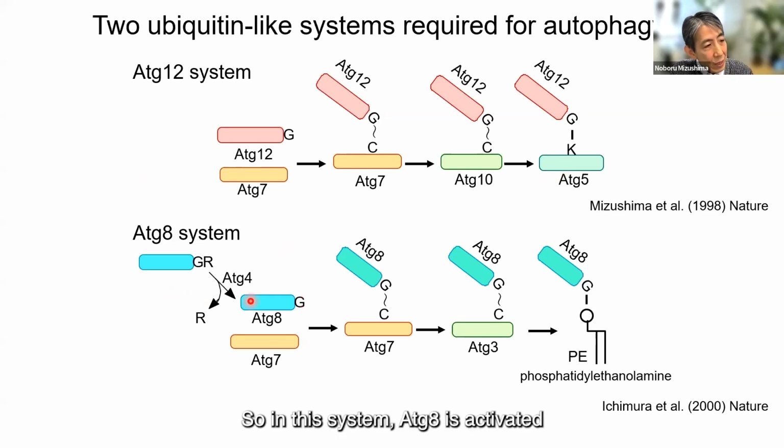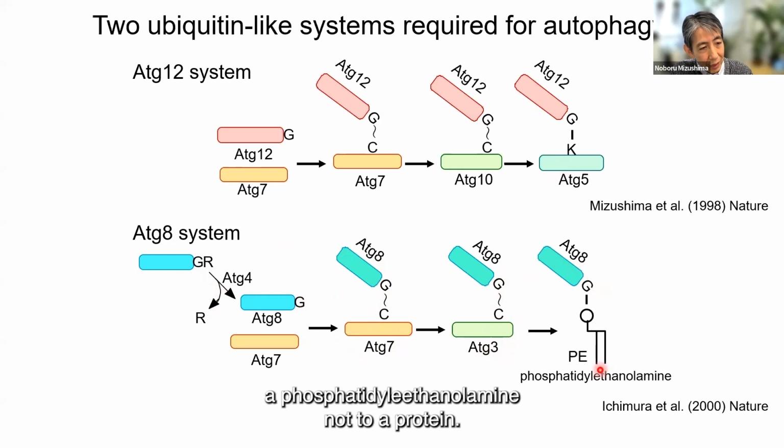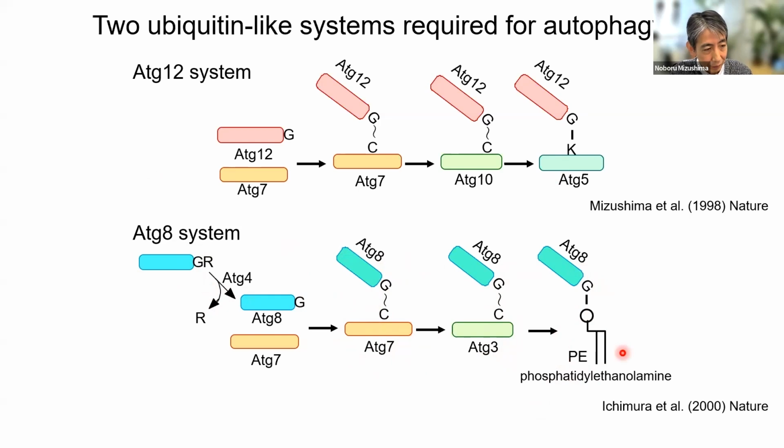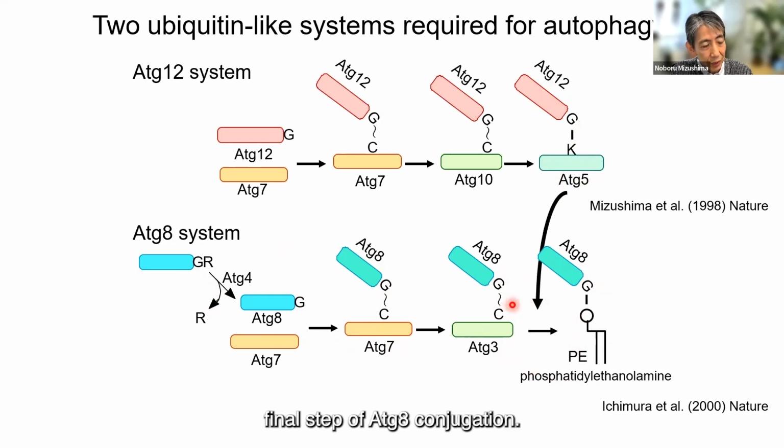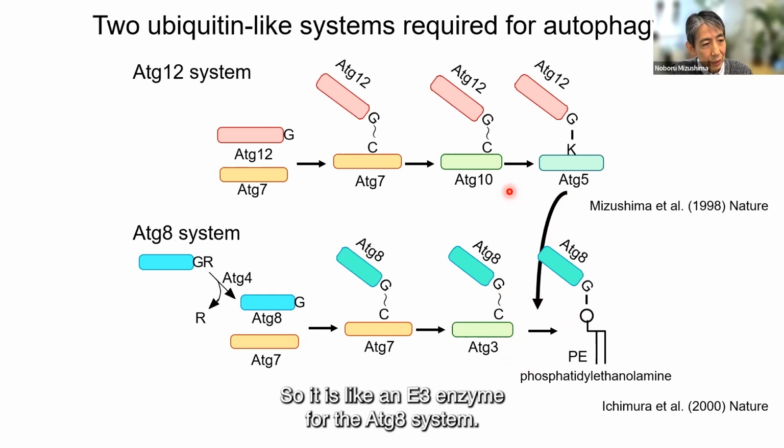So in this system, ATG8 is activated by the same E1 enzyme ATG7 and transferred to ATG3, and finally conjugated to a phospholipid, a phosphatidylethanolamine, not to a protein. And ATG12/5 conjugates can facilitate the final step of ATG8 conjugation. So it is like an E3 enzyme for the ATG8 system.